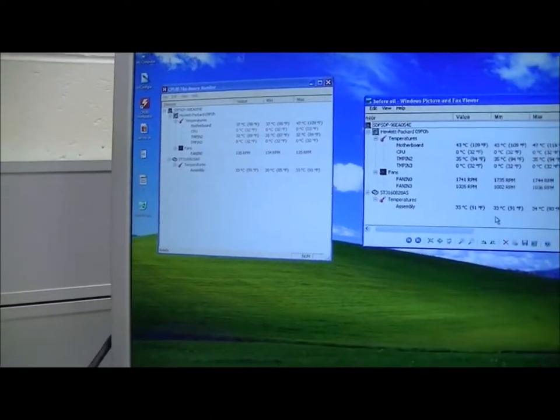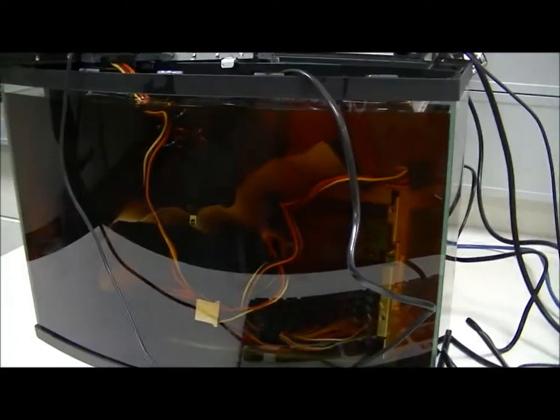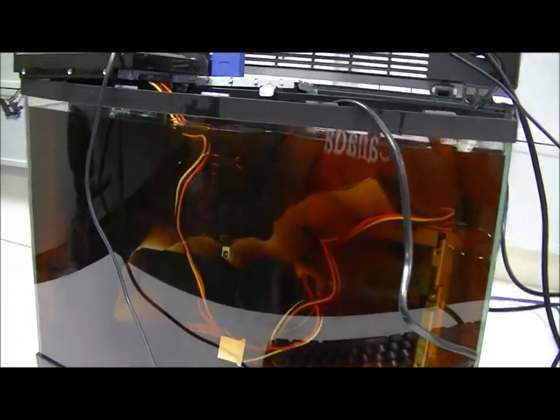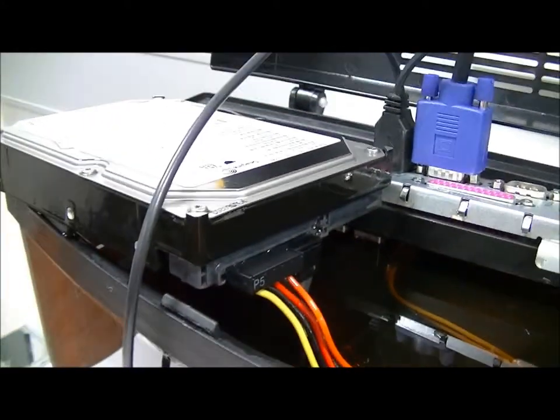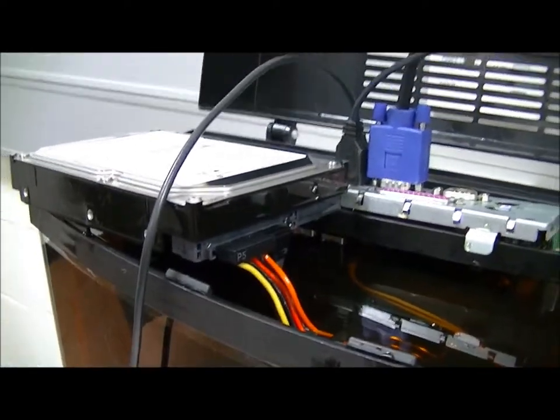We have built the computer already. It's running here. In this moment we have three fans, 1, 2, and the power supply fan, which is here. The hard drive is still outside. We can't put it inside because it's not a solid-state drive, so it won't work.